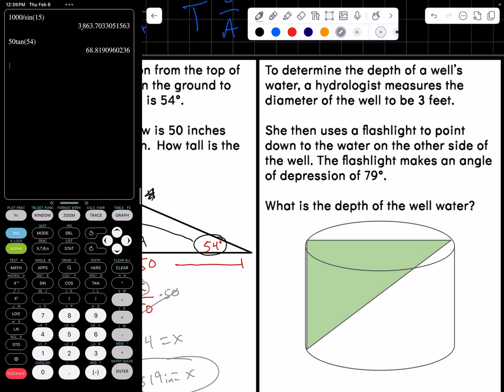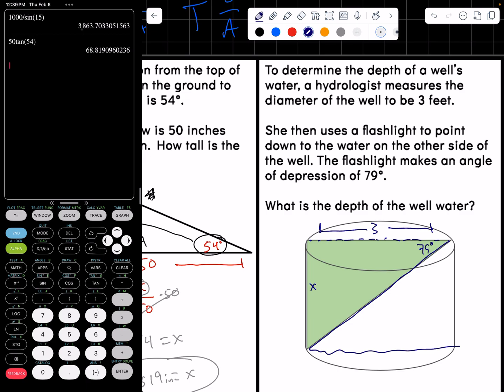Here, to determine the depth of a well's water, a hydrologist measures the diameter of the well to be 3 feet. So we're going 3 feet across. She then uses a flashlight to point down to the water on the other side of the well, which is going to be right there. The flashlight makes an angle of depression of 79 degrees. So here, because we have that inverted triangle, we have our eye level across the top, and that angle of depression goes down at that angle. What is the depth of the well water?